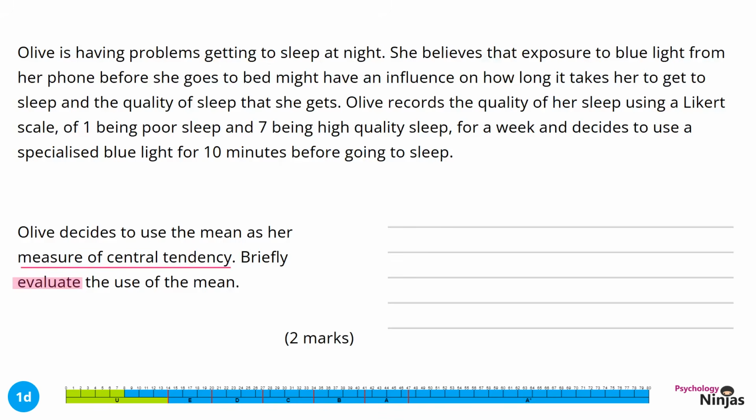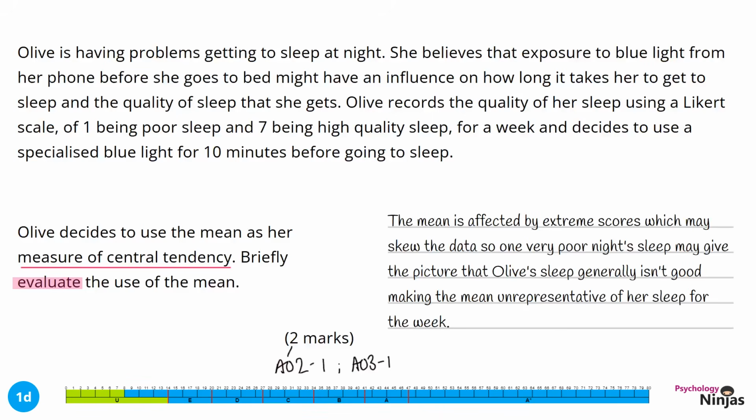You get 1 mark for identifying a strength or weakness and a 2nd mark for justifying why that is a strength or weakness. As we have a STEM question here, we will need to have that weakness or strength in the context of Olive's study, all about sleep. Let's have a look at an answer.